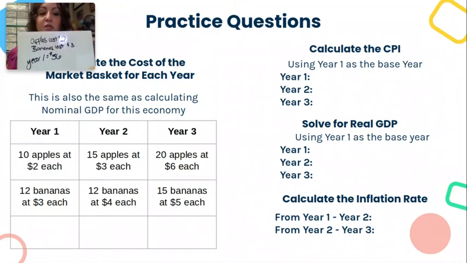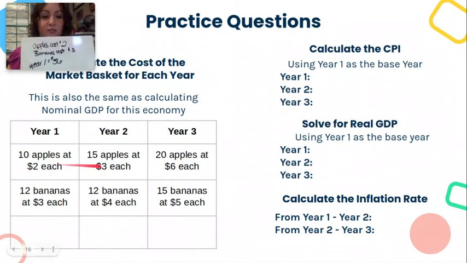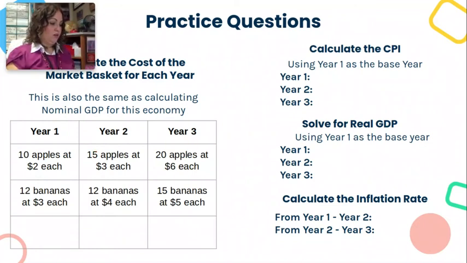For year 2, though, it is going to be different because we're using year 2 quantities but year 1 prices. So year 1 prices, remember, are $2 for apples and $3 for bananas. But we're going to use year 2 quantities, which was 15 apples and 12 bananas. So it's going to be 15 times 2 plus 12 times 3. And that's going to give you a total of 66. So year 2 real is $66.